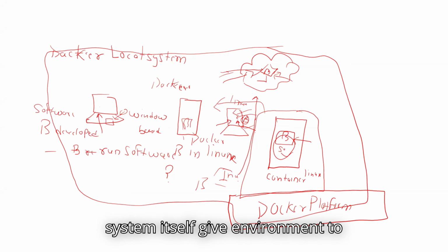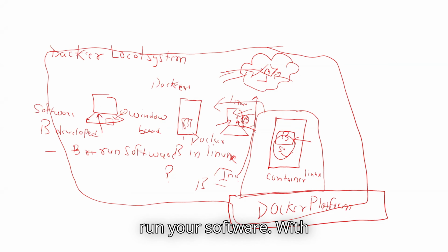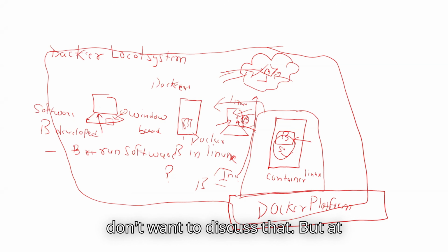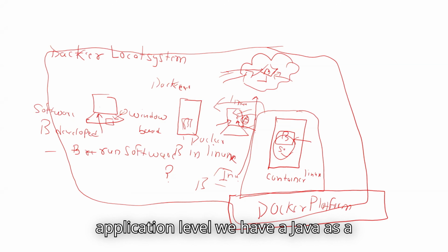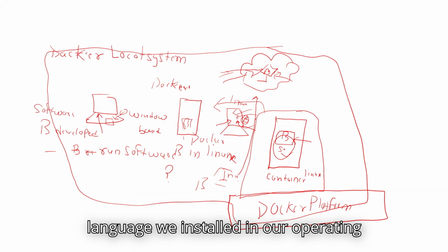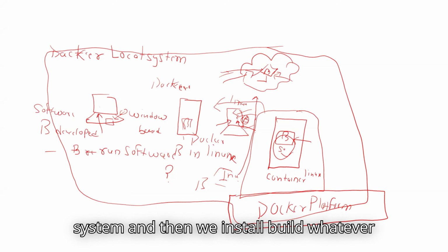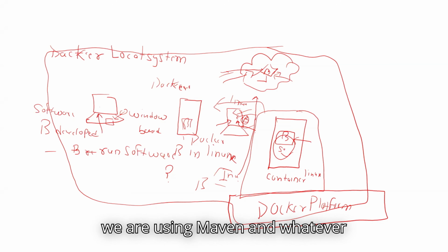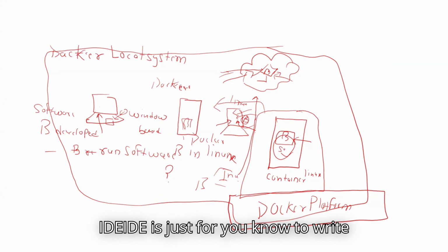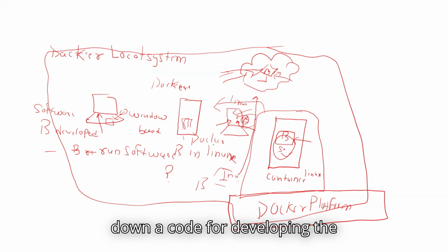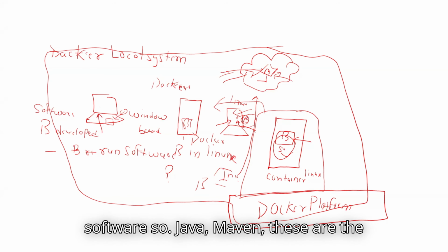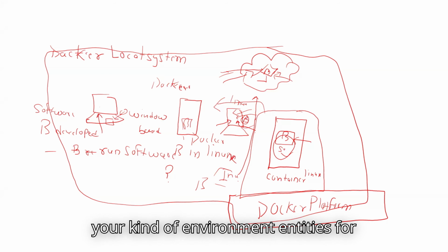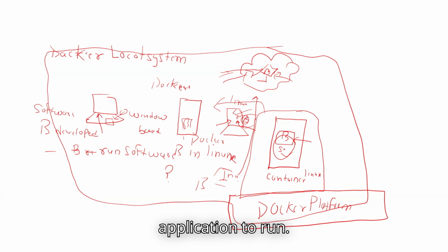Your operating system itself gives the environment to run your software, with the help of system software and application software. System software at the low level, we don't want to discuss that, but at application level, we have Java as a language we install in our operating system, and then we install whatever build tool you want to use. In our case, we are using Maven, and whatever IDE is just for writing code. So Java, Maven, these are the environment entities for your application to run.